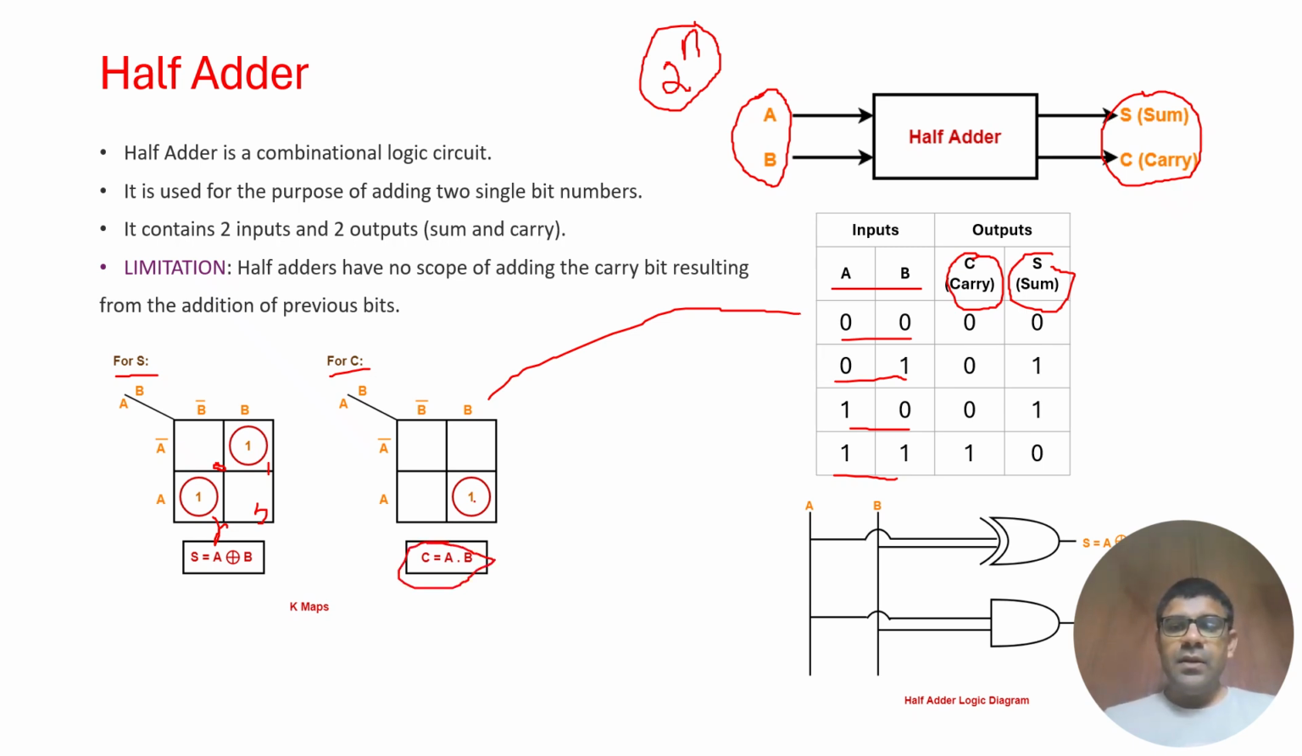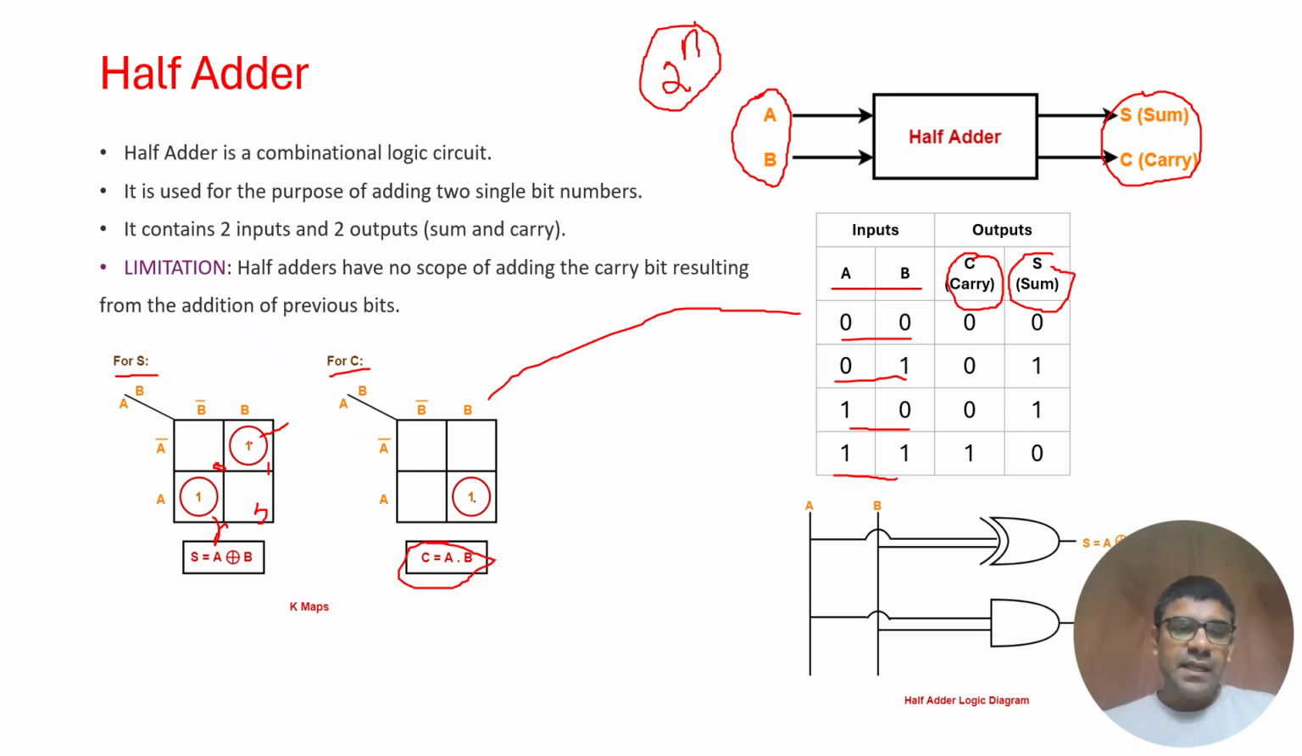Similarly, do it for sum. For 0 it is 0, for 1 mark as 1, then for 2 it's 1, for 3 it's 0, so no need to map 0. So we have to make two single cell groupings here. Based on that we can write the answer. For the first one we can write A bar B. So the simplified product term is A bar B.